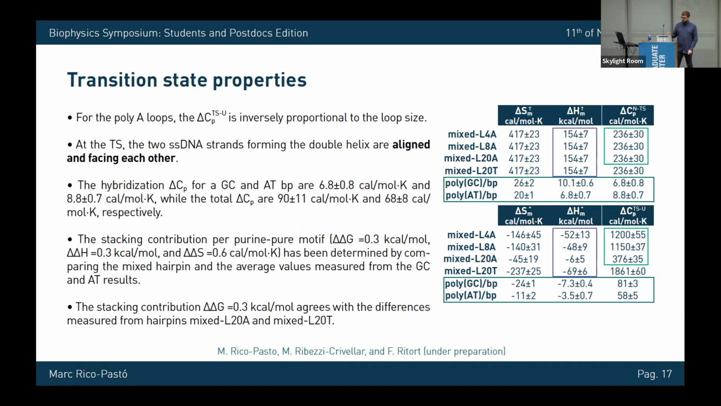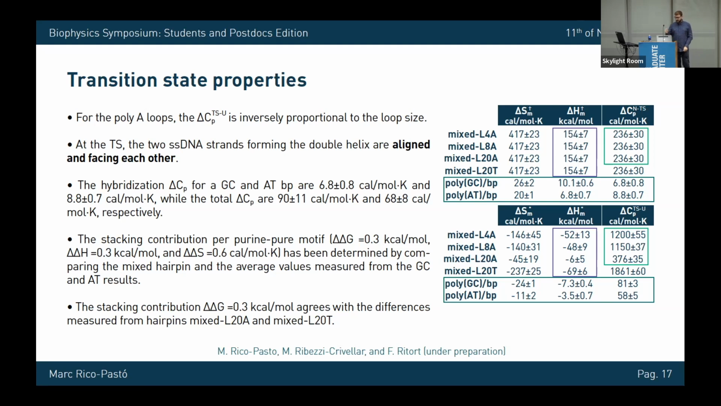On the one hand, we can see that the enthalpy difference between the native and the transition state, this is the dagger, is larger compared with the same difference between the transition state and the unfolded state. This is the star. This is indicative that in the collapse from the transition state to the native state, most of the van der Waals weak interactions and hydrogen bonds take place.